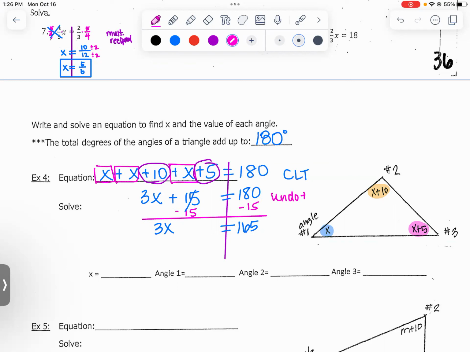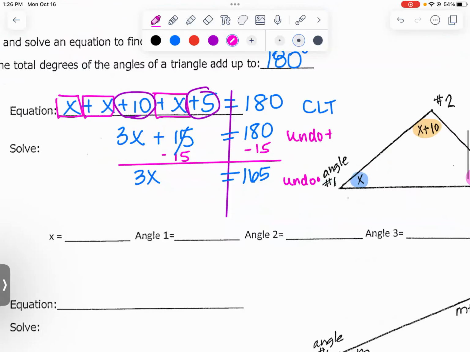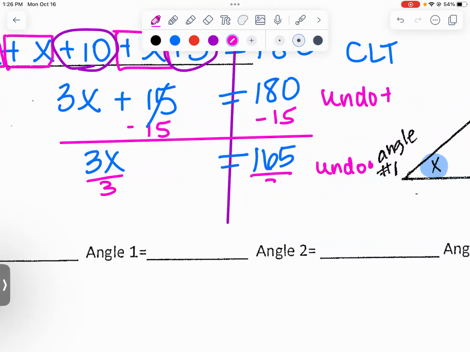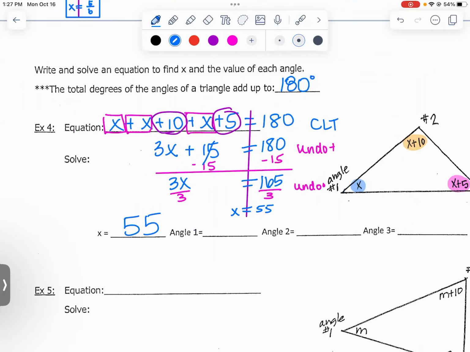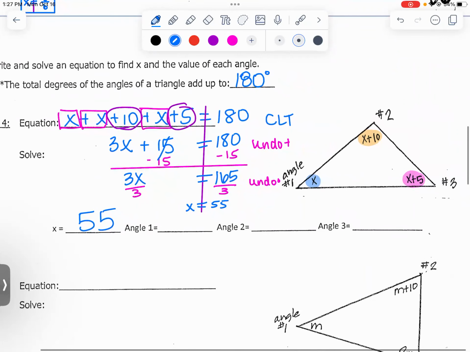Our last step, Austin, what's our last step? I have 3x equals 165. What's our last step? 165 divided by 3. Okay, so we have found that x is 55.